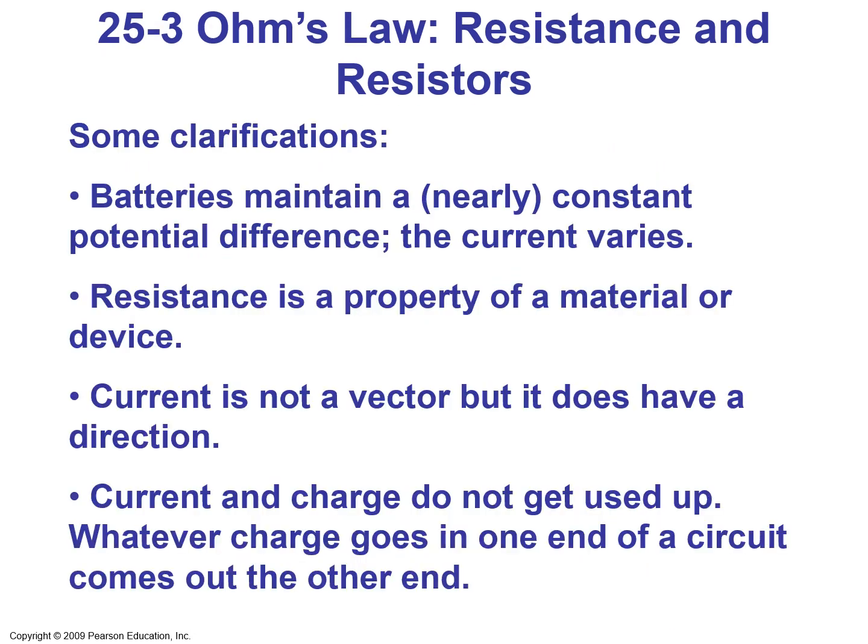Some clarifications for Ohm's law. Batteries maintain a nearly constant potential difference. The current varies. Resistance is a property of a material or device. Current is not a vector, but it does have a direction. Current and charge do not get used up. Whatever charge goes in one end of a circuit comes out the other end.